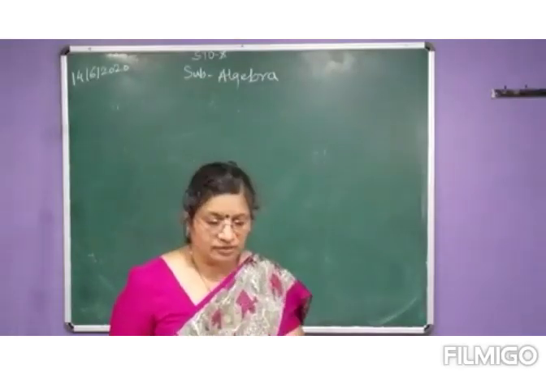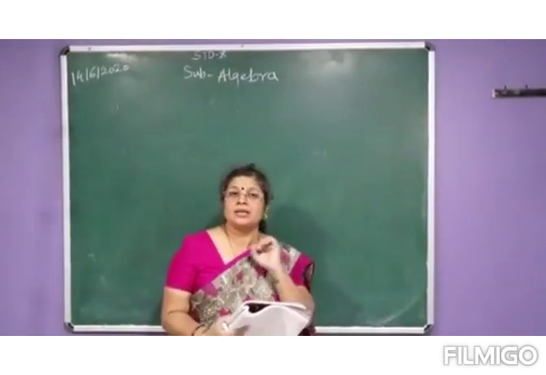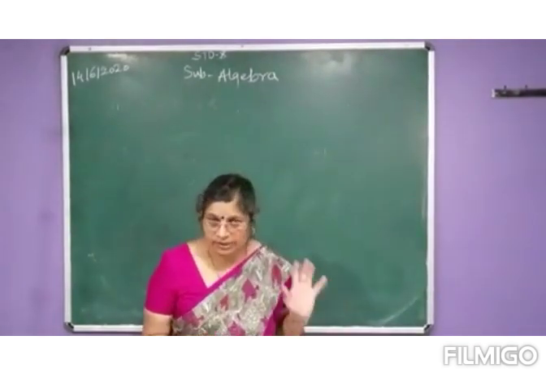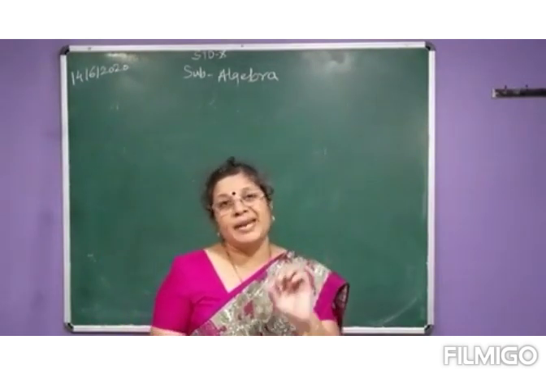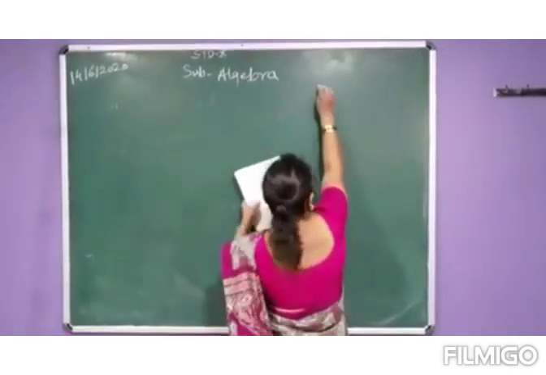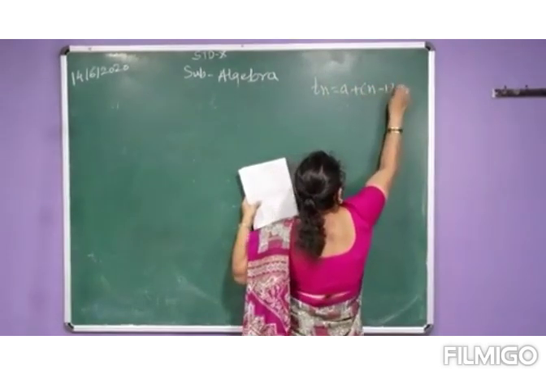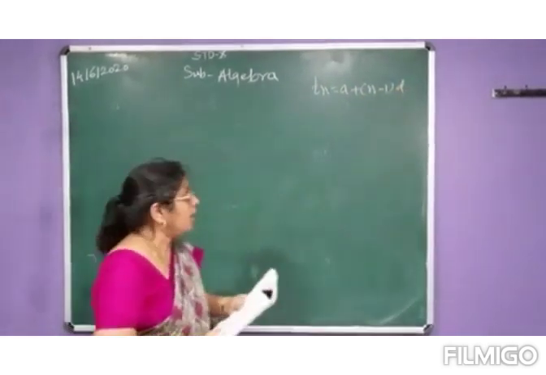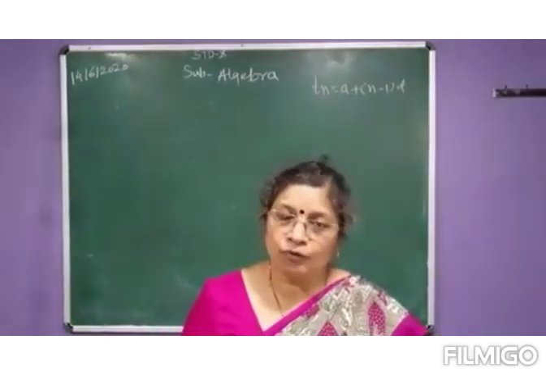In the last lecture, we have seen the Tn formula. Tn is equal to A plus n minus 1 into D. Today we are going to see the solved example based on this formula. So I will write it and keep it over here. Tn is equal to A plus n minus 1 into D. And the solved examples, page number 64.